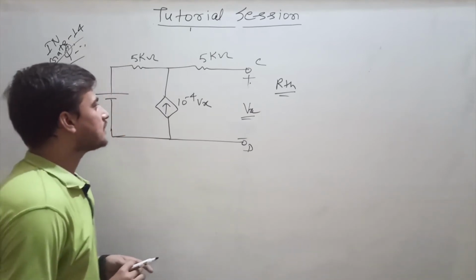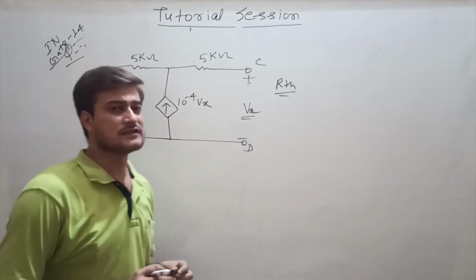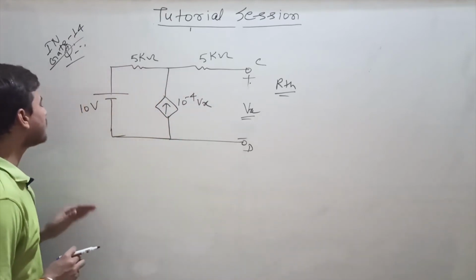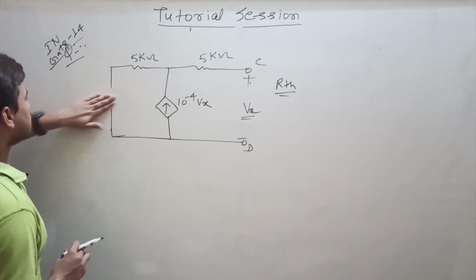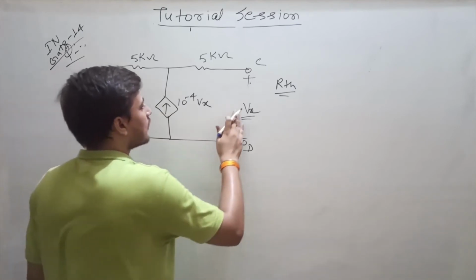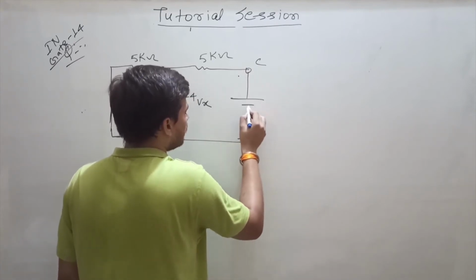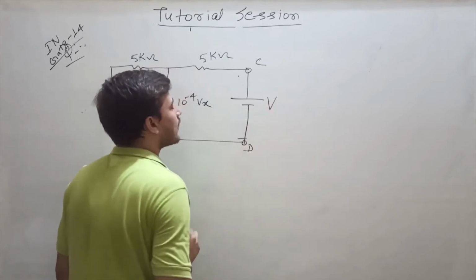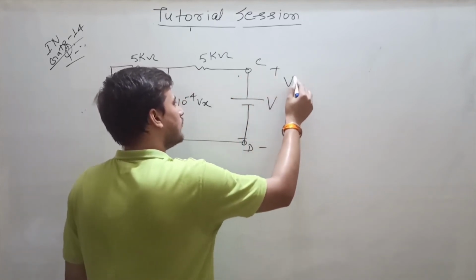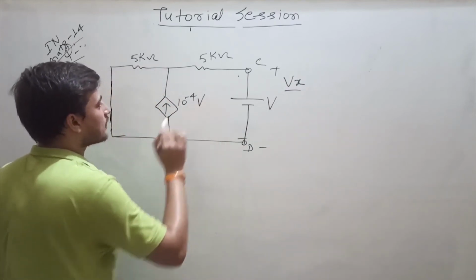If somebody is asking you to find RTH and a dependent source is given in this circuit, what will you have to do? The first step is we'll have to deactivate all the independent sources. So I am deactivating the independent source, and we'll have to connect a battery of V volt. You can see the potential given across CD was Vx. So this Vx will be replaced by V.